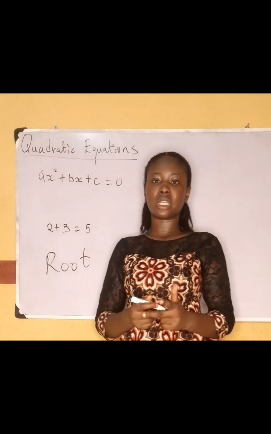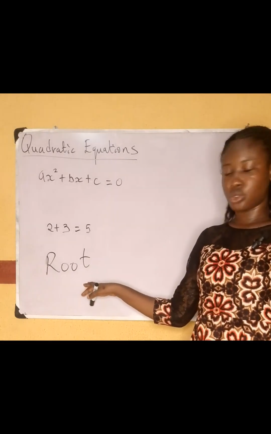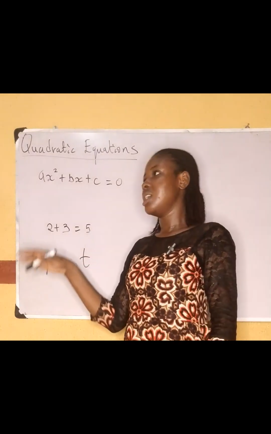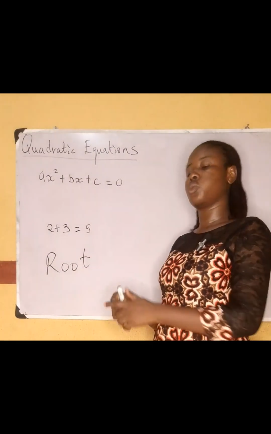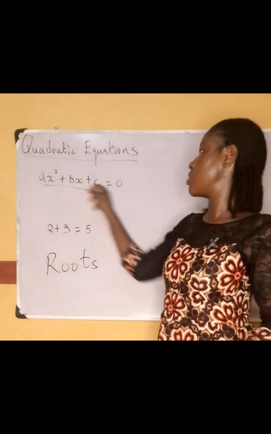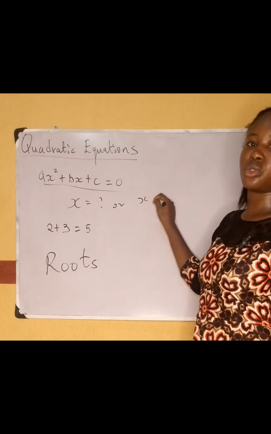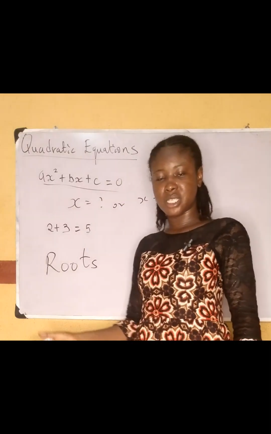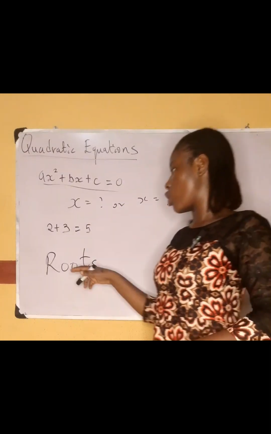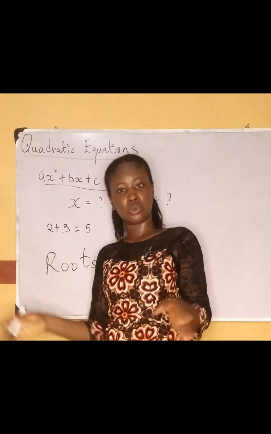The solutions of a quadratic equation are also called the roots, because when you are solving a quadratic equation, you're going to have two answers: x is equal to something or x is equal to something. Most times they are the same things. Now, the solution is called the roots, and there are many ways to get the solution of a quadratic equation.